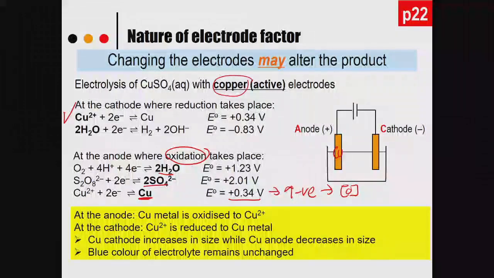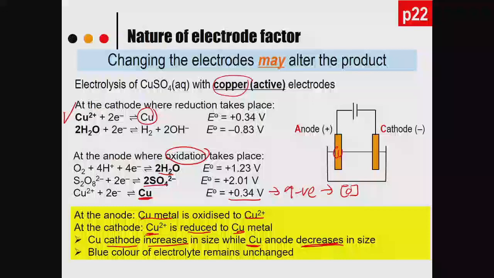So at the anode, copper is oxidized to copper 2 plus. And at the cathode, the same reaction takes place. Copper 2 plus is reduced to copper. So what do you think? What do you notice here? Copper is formed at the cathode, so your cathode will increase in size. Then at the anode, copper is oxidized, so it will decrease in size.